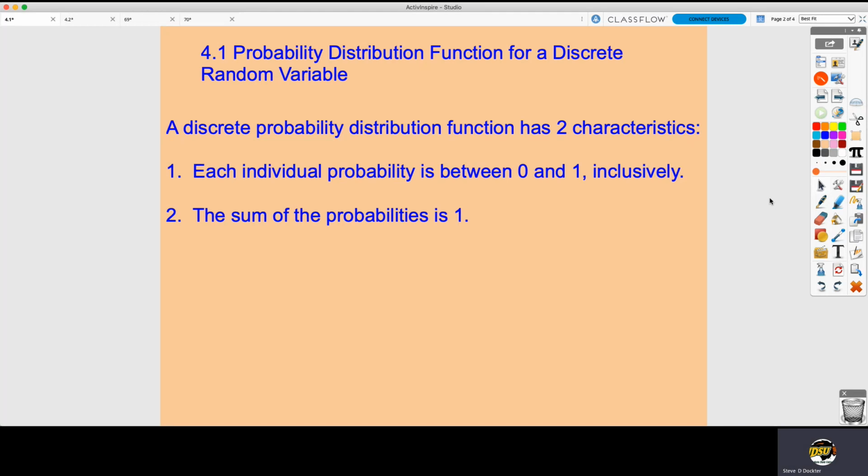All right, so section 4.1, as it says up there, we're going to talk about probability distribution functions for a discrete random variable, whatever the heck that means. We're going to talk about that. First of all, a discrete probability distribution function has to have two characteristics. If it is missing one of these, then this does not work with what we're doing here.